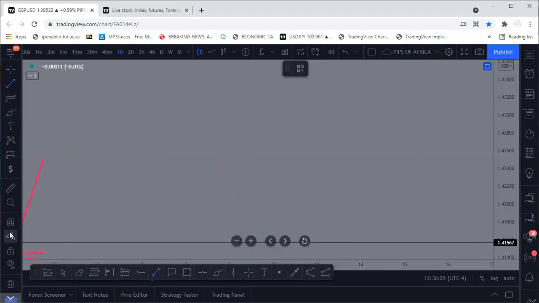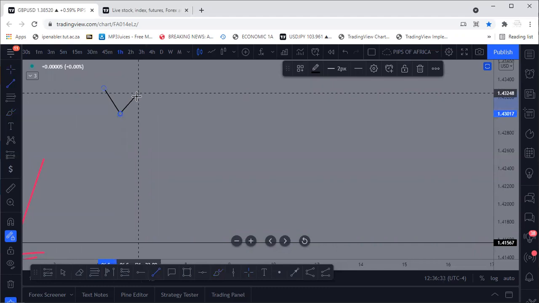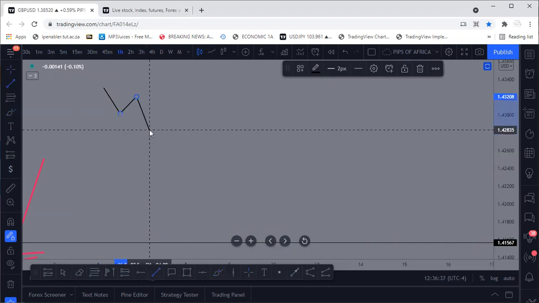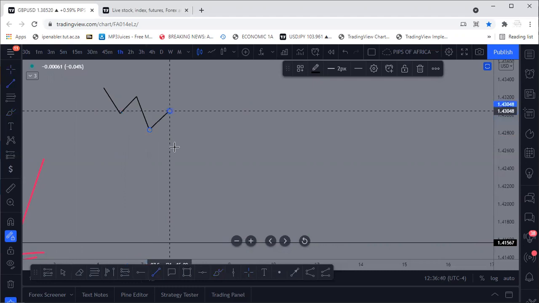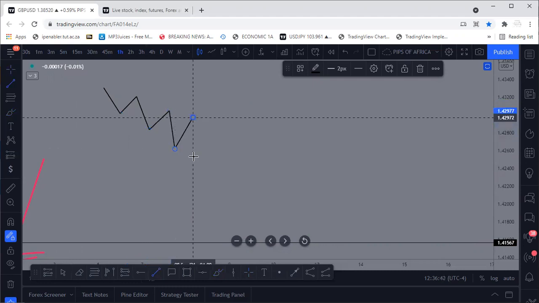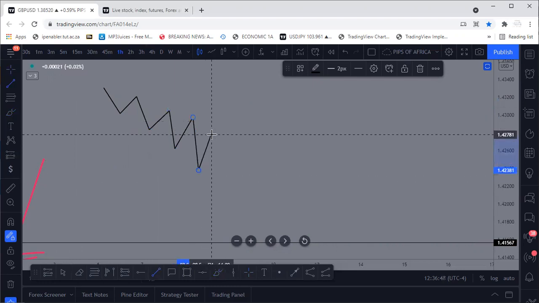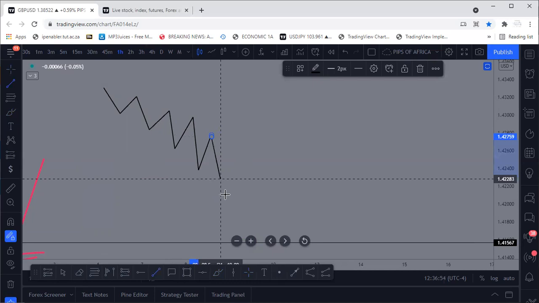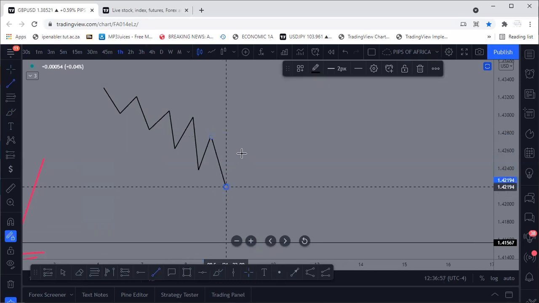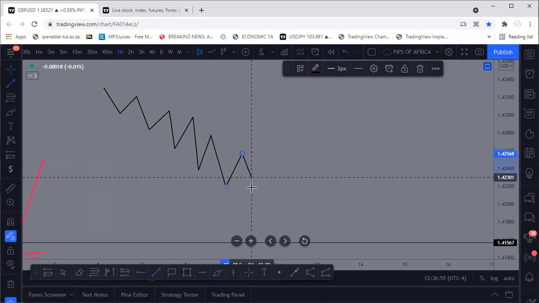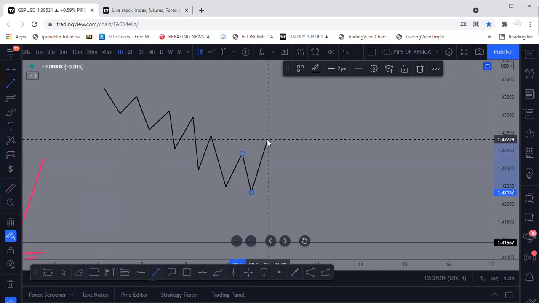So this is the final thing that I'll be talking about here. The price is moving to the downside like this, moving up, moving down, moving up, moving down, moving up, moving down, moving up, moving down, moving up, the first break of market structure.